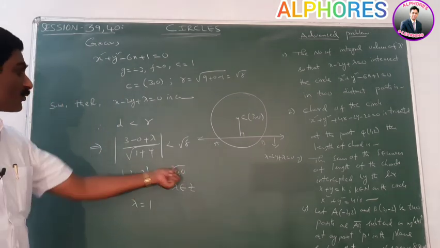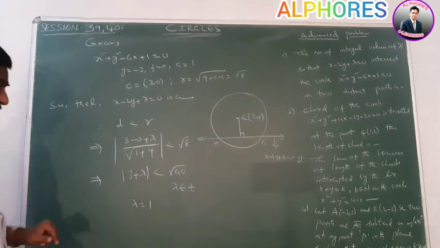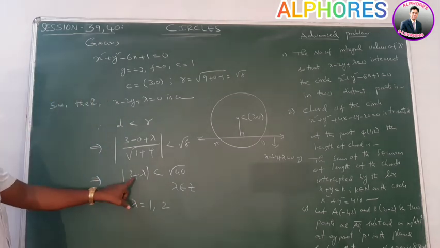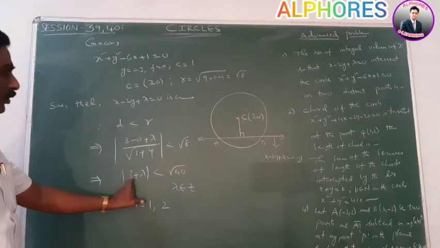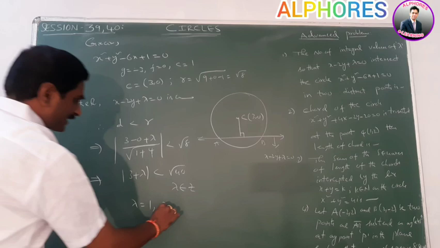Root 16 less than root 40, it is true. Lambda is equal to 1, satisfied. Similarly, lambda is equal to 2: 3 plus 2 means 5, root 5 means root 25. Root 25 less than root 40, it is true.